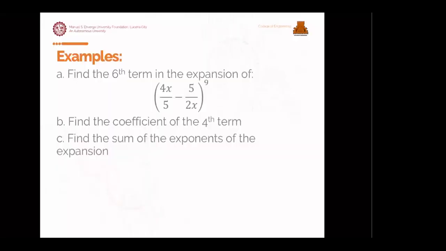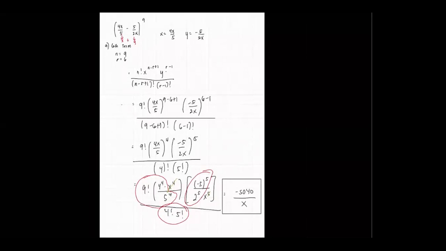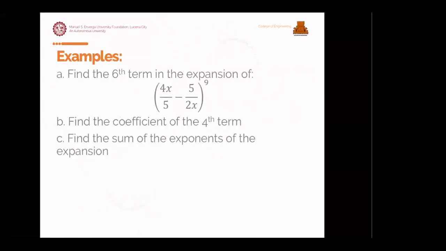So, yung next question, find the coefficient of the first term. So, apply nyo lang yung same formula. Then, hanapin nyo yung coefficient. Okay? And then, yung last, sum of the exponents of the expansion. So, sum niya is equals to n plus 1 times n. So, 10 times 9 lang tayo. So, ibig sabihin, sum ng exponents is 90. Okay? So, yung letter B na lang yung i-check mo.